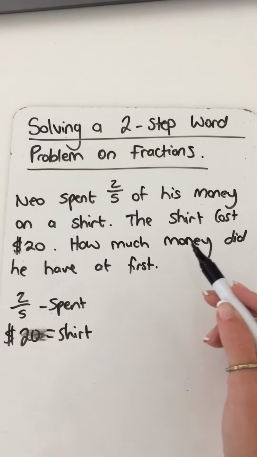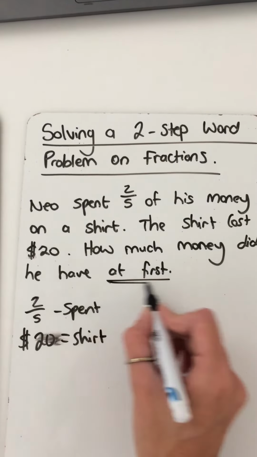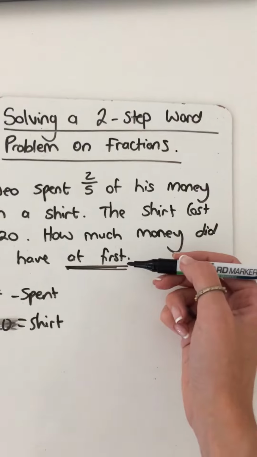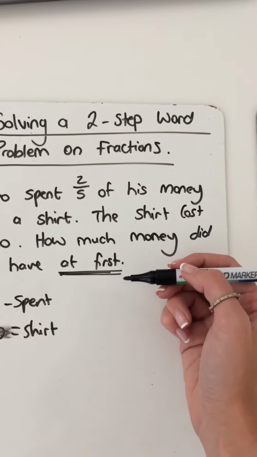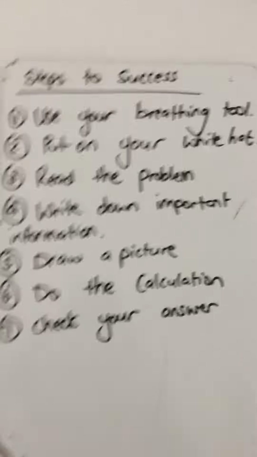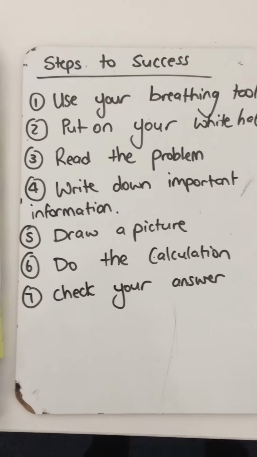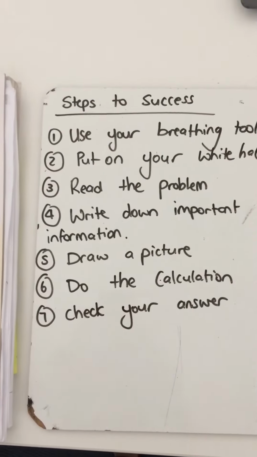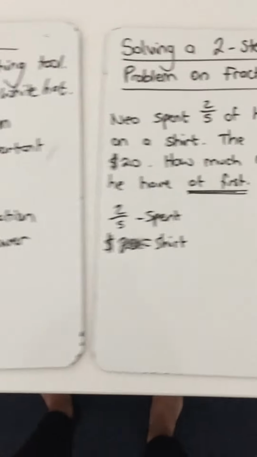It then says, how much did he have at first? That is important, so I'm going to underline it. It's important for me to understand how much money he had at first. So I've written down my important information. Now step to success number 5 is to draw a picture. So I'm going to draw my picture.